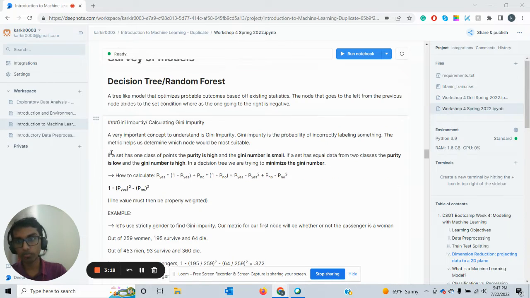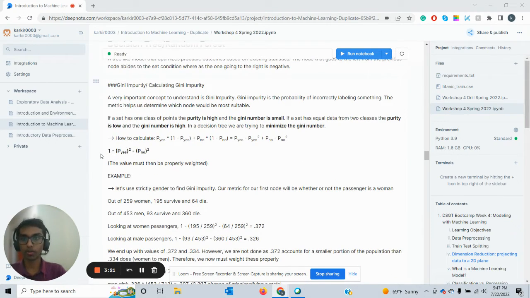And that's exactly what Gini impurity is. Gini impurity is the probability of incorrectly labeling something, and it can help us determine which nodes we should split on first. So is it better to split by age, or is it better to split by Pclass? That's what Gini impurity helps us calculate. If a set has points of one class, the purity is high and the Gini number is small. So basically you want to understand how pure your nodes in the decision tree are. If you have things that are mixed, that's generally not good. But if you have things that are more homogeneous, that's great because you've narrowed down your possibilities more.